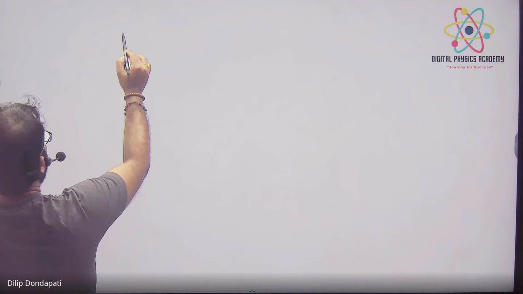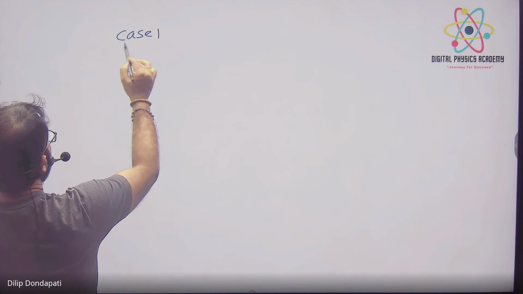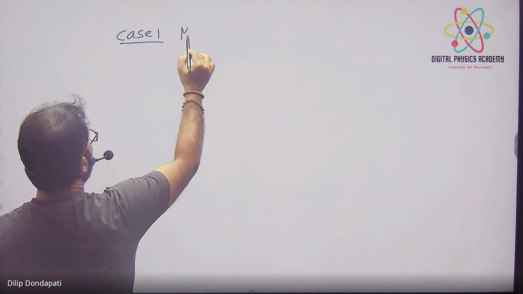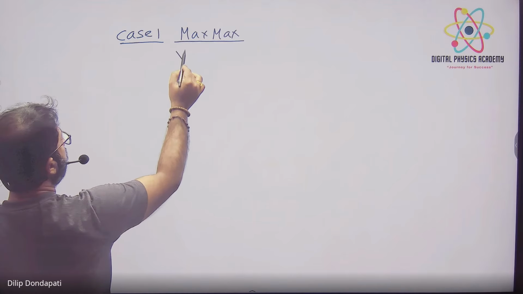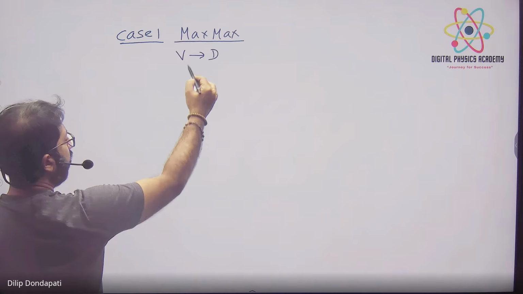So now do case 1. When is the magnification maximum? The maximum magnification occurs when the final image is formed at capital D. Now substitute.